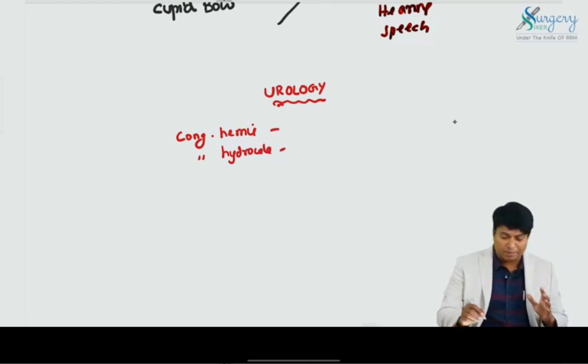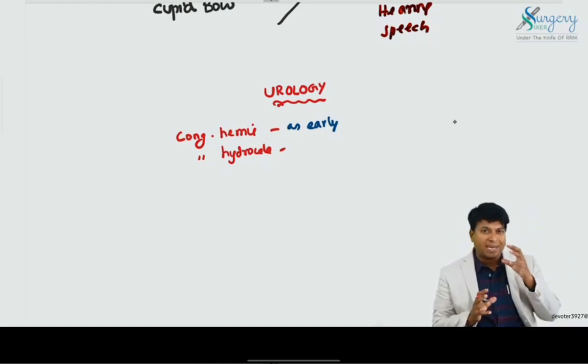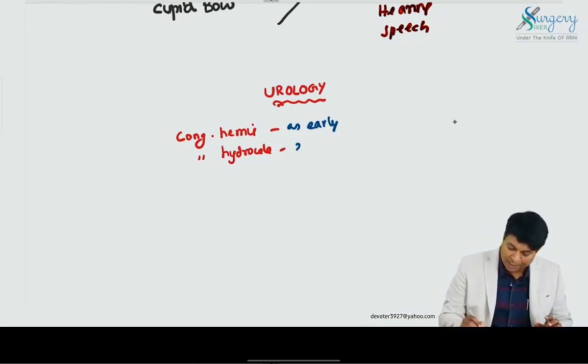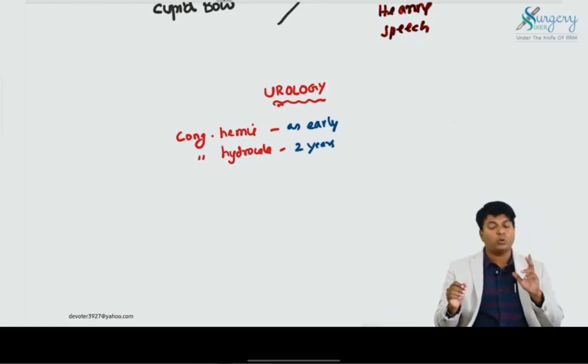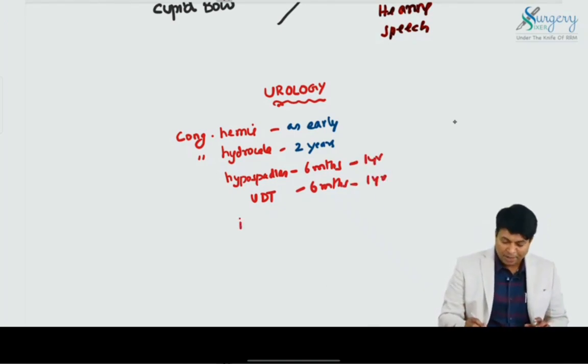Hernia, there is a high chance of obstruction in babies. So the moment you diagnose, operate as early as possible, because it's a narrow canal and can get obstructed very commonly. Hydrocele is operated at 2 years. Hypospadias, 6 months. Undescended testis, 6 months. So undescended testis and hypospadias are operated between 6 months and 1 year. Congenital tight phimosis, we operate at 1 to 2 years.